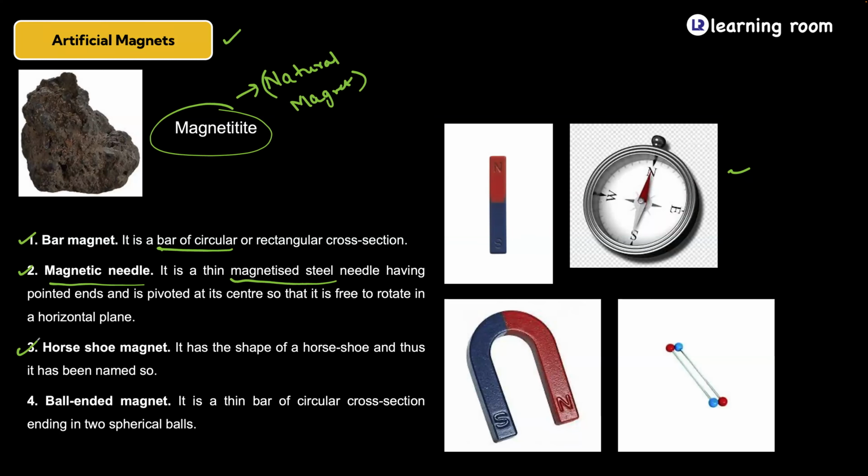You have seen this, right? So what is this, a horseshoe magnet? It has the shape of a horseshoe and that's why the name. And lastly, the other type of magnet we can think of is a ball-ended magnet. So at the ends, you will have two magnets in the shape of two balls. So again, red and blue. Mostly red is used for north and blue is used for south.